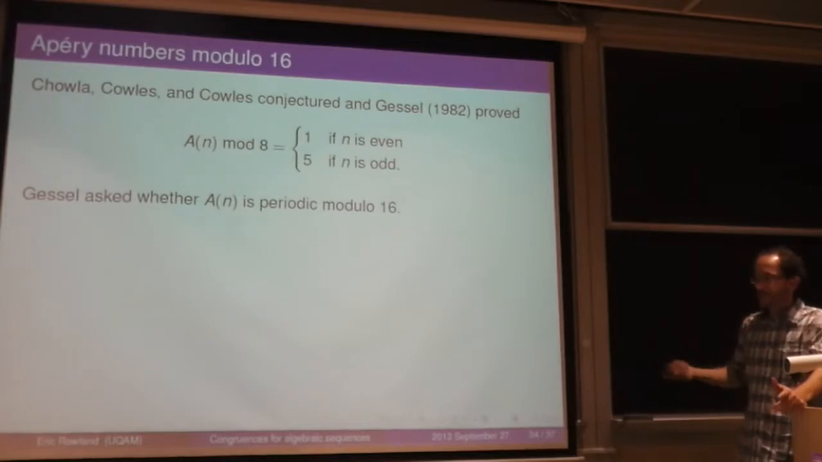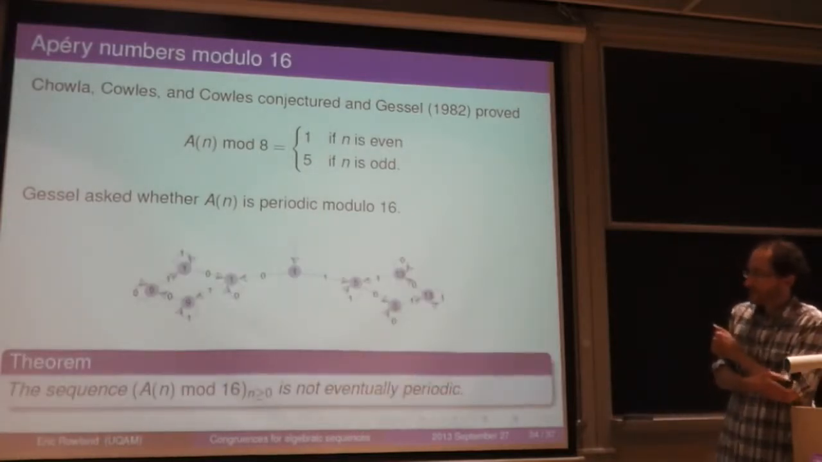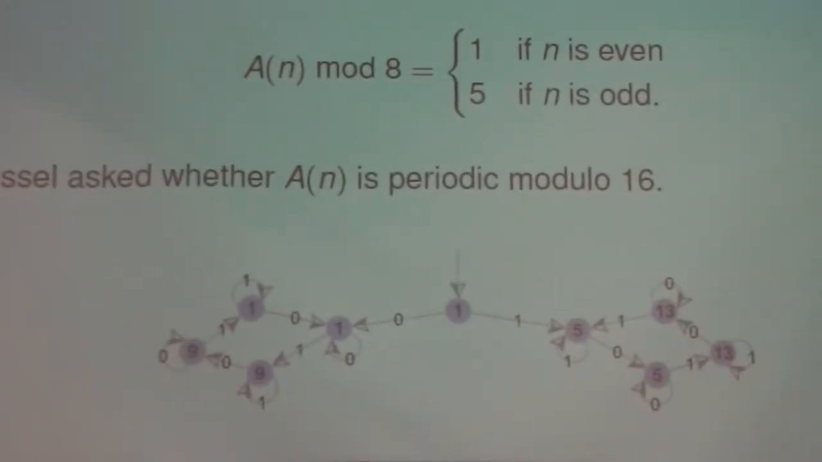So 16 is a fixed prime power, so we can just compute an automaton, and this is the automaton. It's pretty small. And a pretty simple analysis of this shows that this sequence is not eventually periodic. So this answers the question of Gesell.